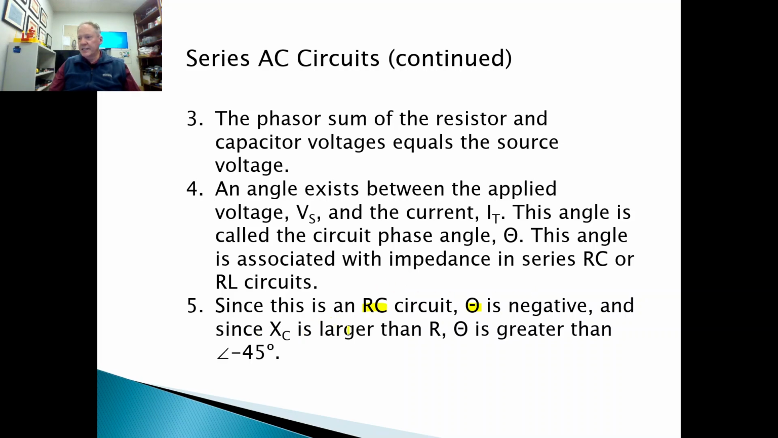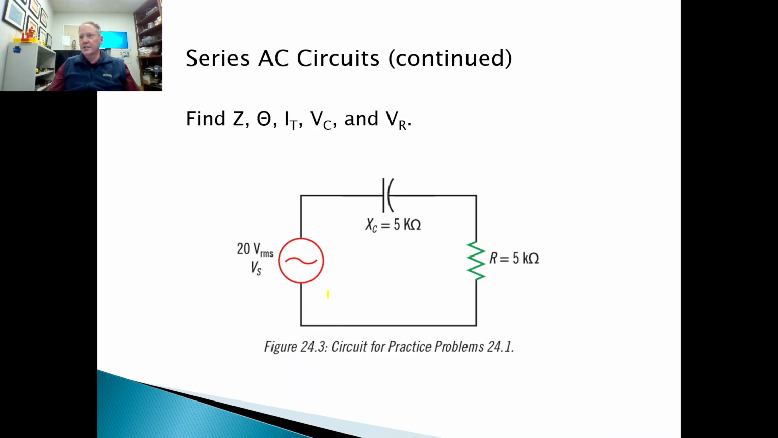And since XC is larger than R, theta is going to be greater than negative 45. Right? So these are just some of the rules here. So now let's do another problem where we're going to do the same thing. We're going to look for the total impedance, theta, total current, voltage across the capacitor, and voltage across the resistor. And now we have X of C is 5K, the resistance is 5K, and the source voltage is 20 volts.